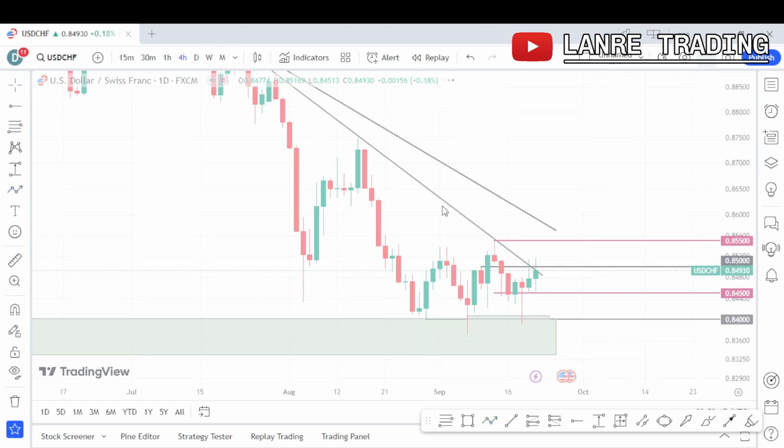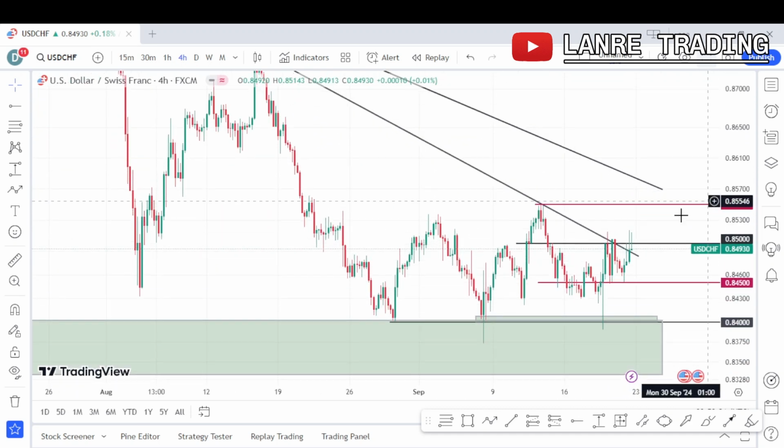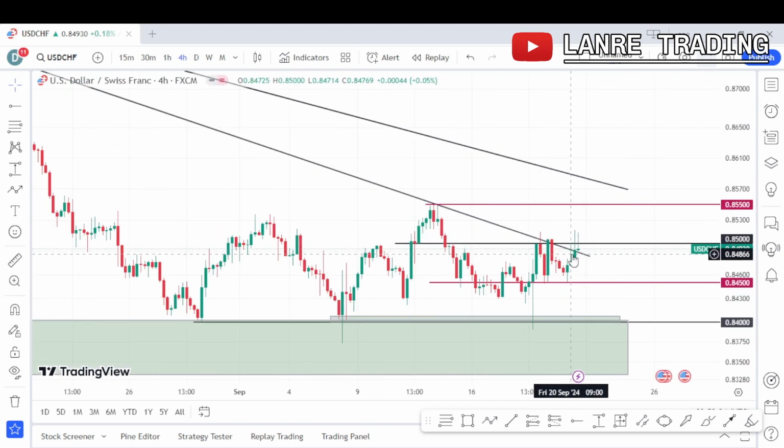Let me scale down to the 4 hours time frame. As you can see on the 4 hours time frame, price is here to break out of this zone, so technically we can say the price has successfully broken out. I'll be using this 4 hours time frame just to make decisions for this.